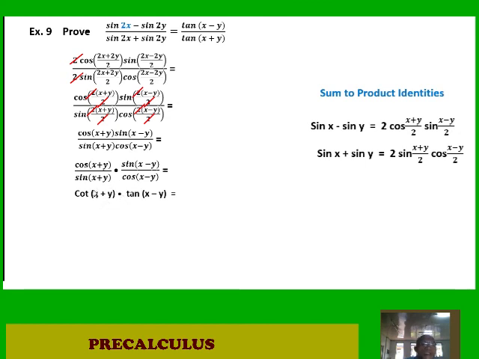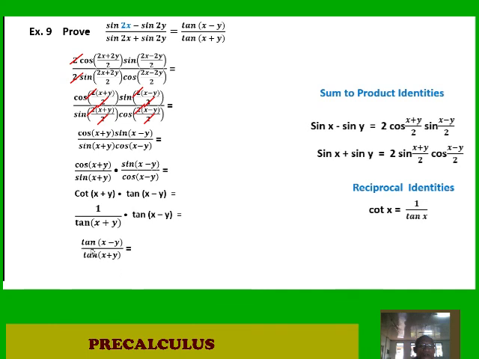From the basic identities, cosine over sine is equal to cotangent of x plus y, and sine over cosine is tangent of x minus y. Cotangent is the reciprocal of tangent from our reciprocal identities. So we can transform this one into 1 over tangent of x plus y times tangent of x minus y. Combining the two, we have tangent of x minus y over tangent of x plus y, which is the same as the right side of the equation. Okay?